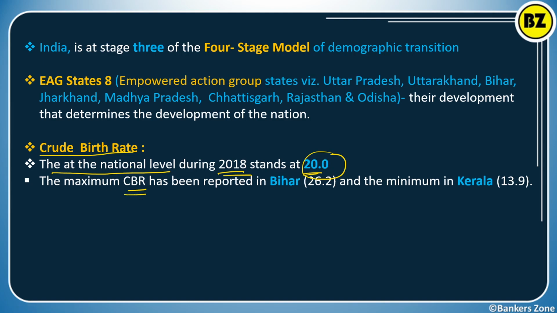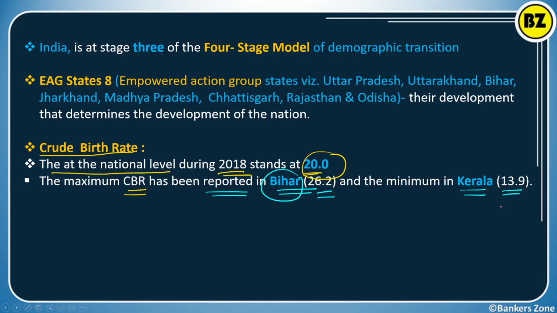Maximum CBR, the crude birth rate, has been reported in Bihar. So you are very much aware, right? The highest CBR is in Bihar, it is 26.2, and the minimum is in Kerala, it is 13.9. Okay, so you can note those things.